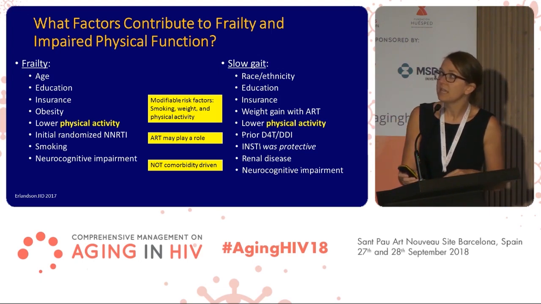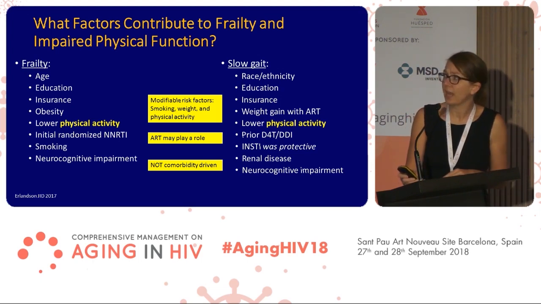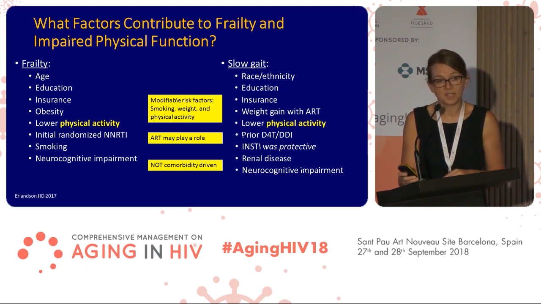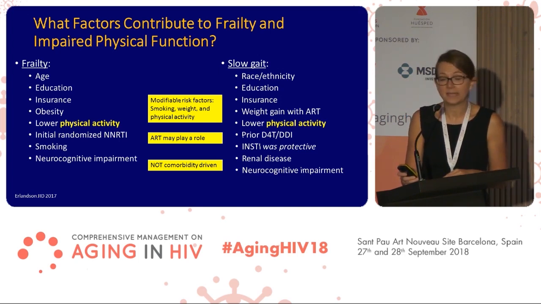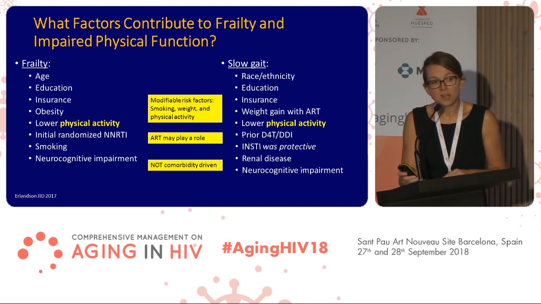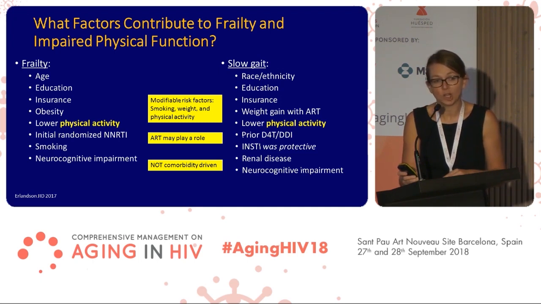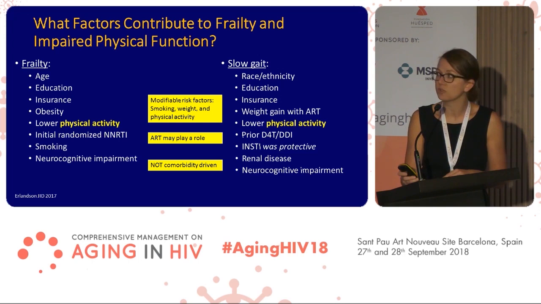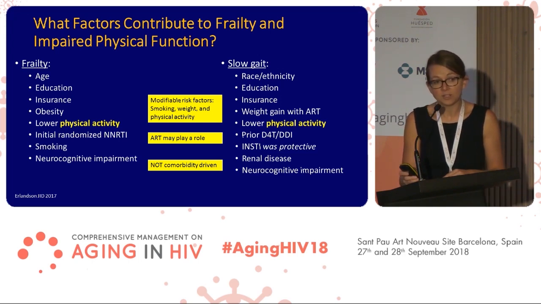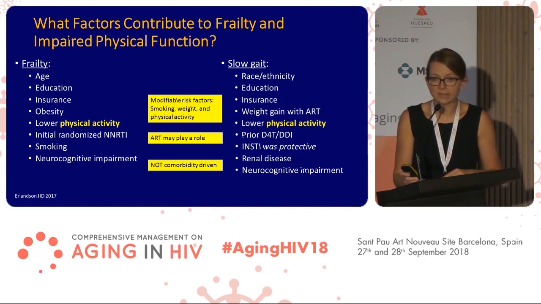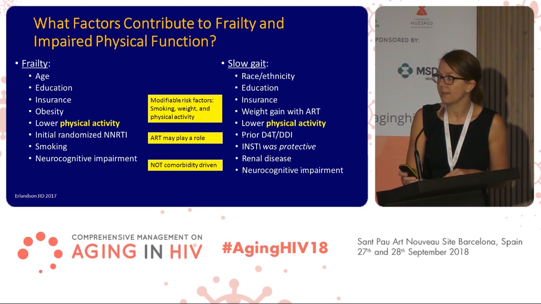And you can see that frailty and gait speed were associated with many social factors like education and insurance, as well as race, ethnicity, and age, not surprising. We also saw an association with several modifiable risk factors like smoking, low activity, and obesity. We did see some association with antiretroviral therapy, namely that prior initial randomized NNRTI, specifically Sustiva for this population, was associated with increased development of frailty, and prior D4T or DDI exposure was associated with slow gait. We also saw a protective effect of integrase inhibitors.